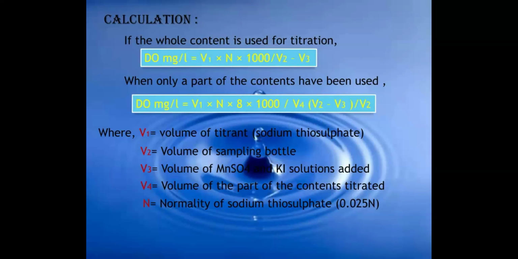So I already explained the relationship between milligram per liter and ppm, and how to convert milligram per liter into ppm, or ppm into milligram per liter. So what is the meaning of milligram per liter? It considers only the volume of water, the volume of 1 liter of water.